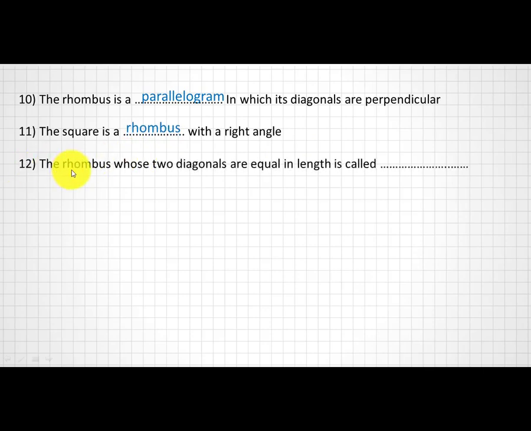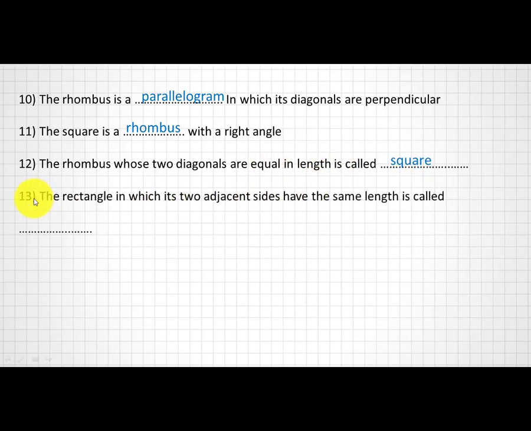Number 12, the rhombus whose two diagonals are equal in length is called what? Rhombus whose two diagonals are equal in length is called square. Well done. Number 13, the rectangle in which its two adjacent sides have the same length is called what? I have rectangle and its sides are equal in length, is called, yes, square.